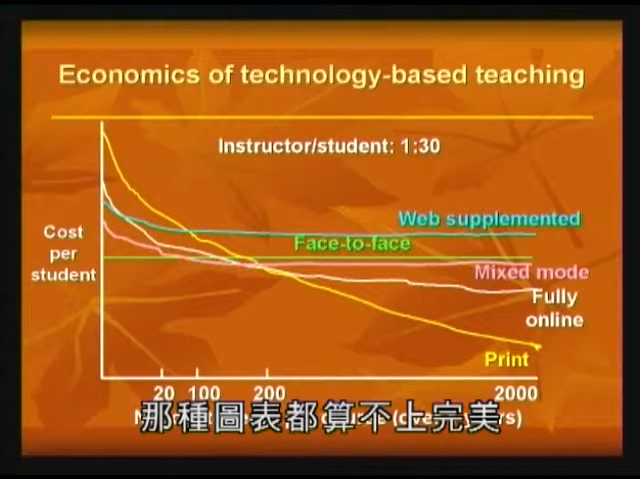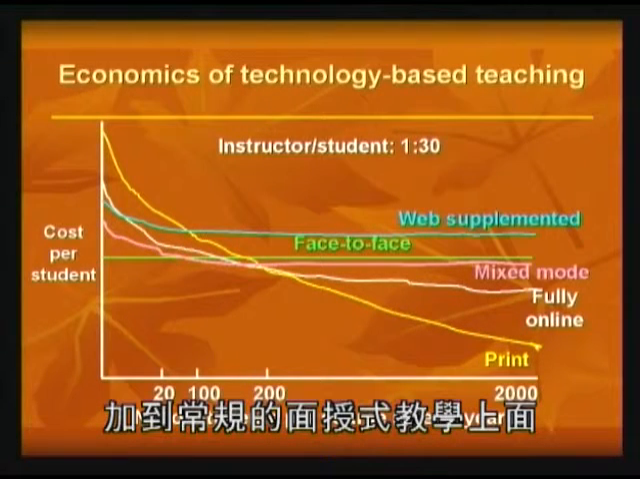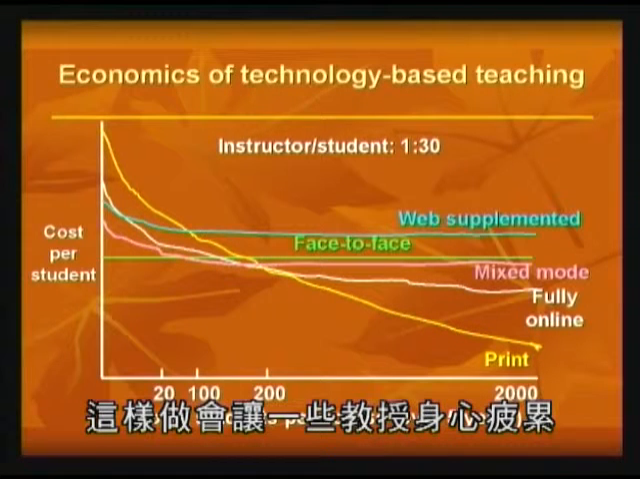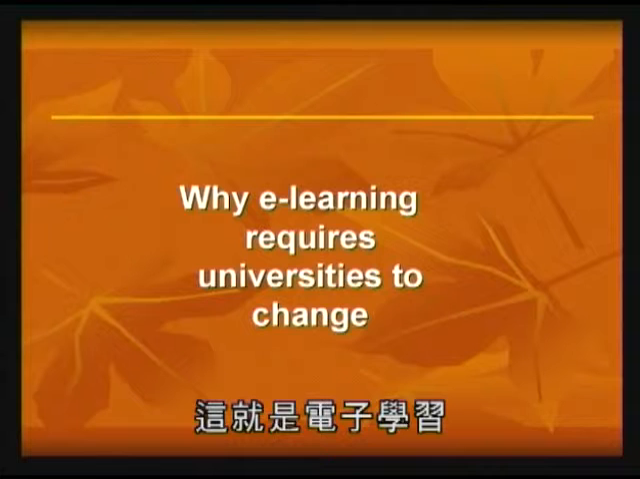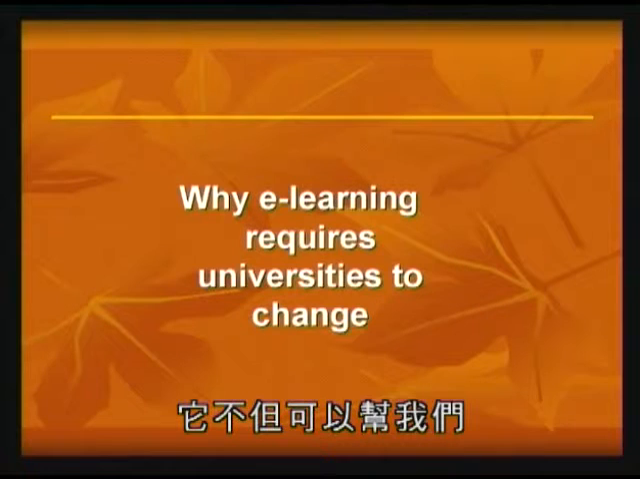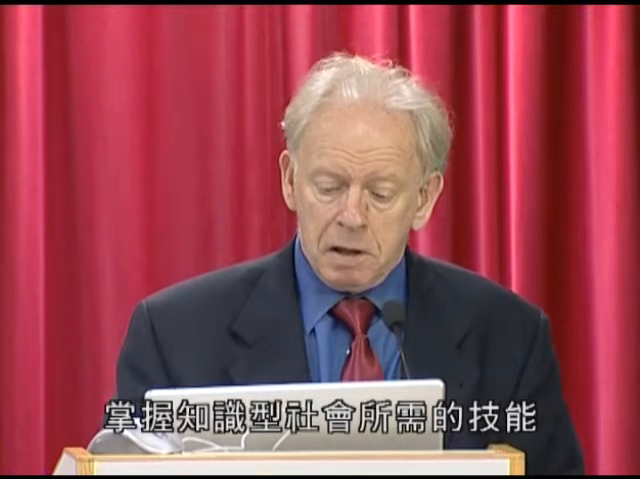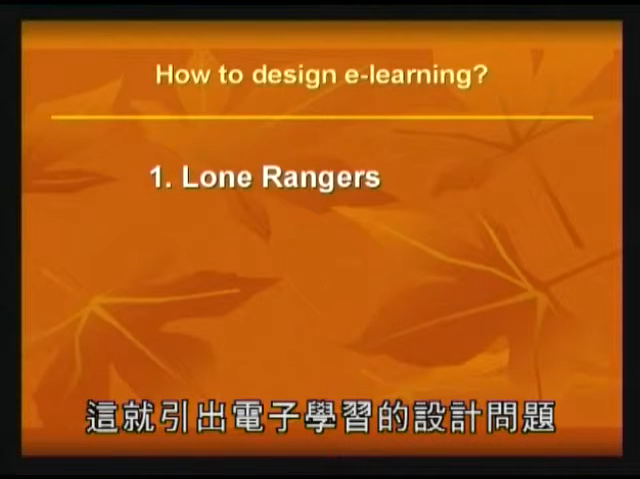And I've done that graph, and it's not perfect by any means, I realize that, but it does indicate that you can't just add on the technology to the regular face-to-face classes, or if you do, you're driving certain professors to a level of work which is not sustainable in the long run. And this is why e-learning requires universities to change. If we think that e-learning is important because it can help us prepare people for a knowledge-based society, but also that we're required to teach differently if we're not to overload the professors with e-learning, then we have to do some changes. And this leads to the question about the design of e-learning.